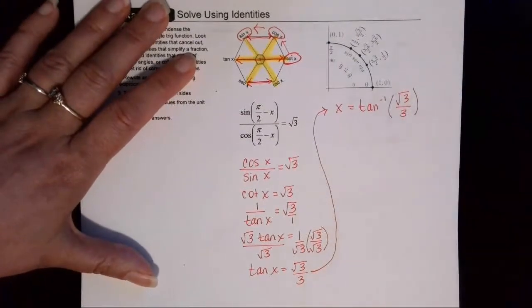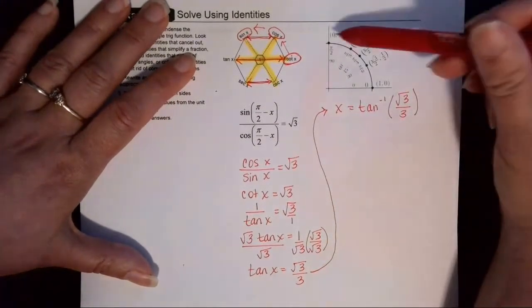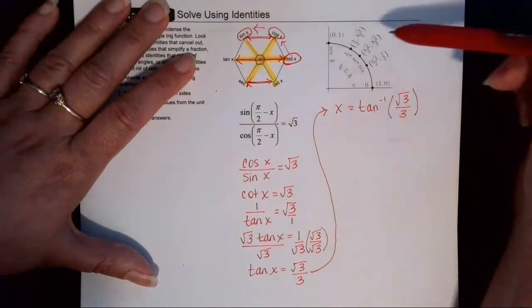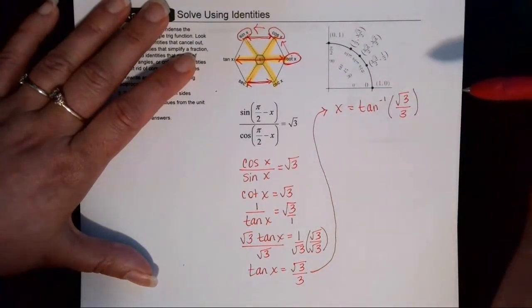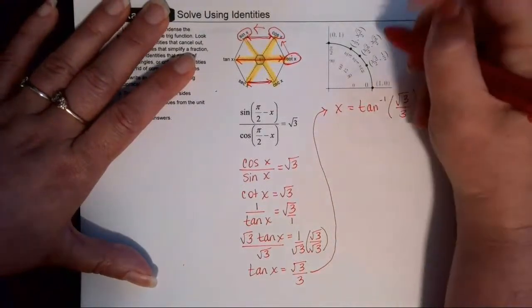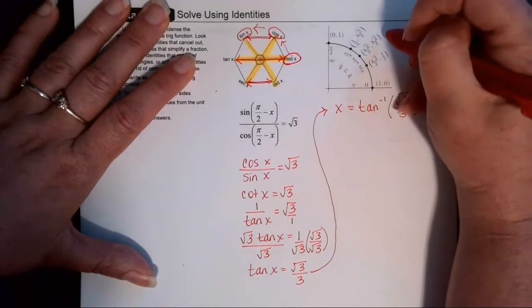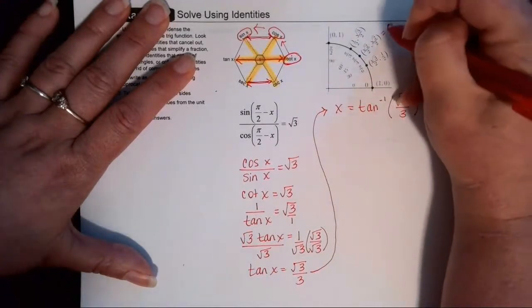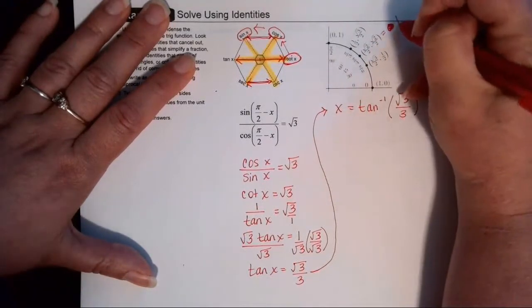And for those who remember our reference angles from the unit circle, here's a picture of the first quadrant. And tangent is the ratio of the sine over the cosine. So the tangent at 45 degrees is equal to 1.